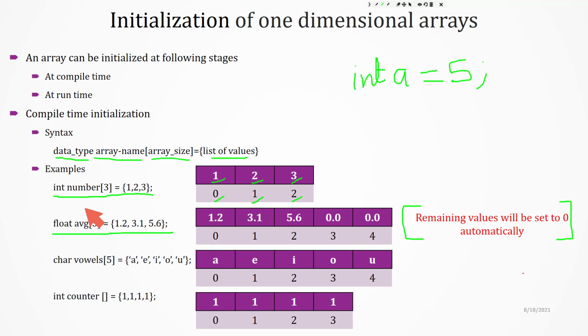So if we declare an array of size 5 and initialize only 3 values, the 2 remaining values will not have any initial values given, but they are set to 0.